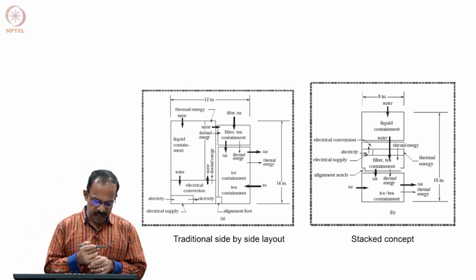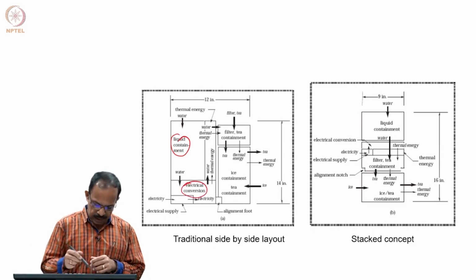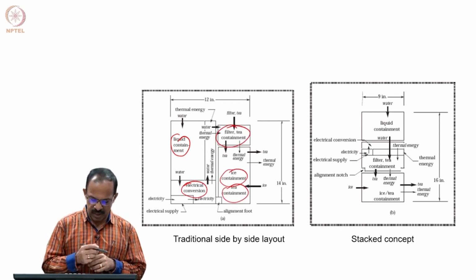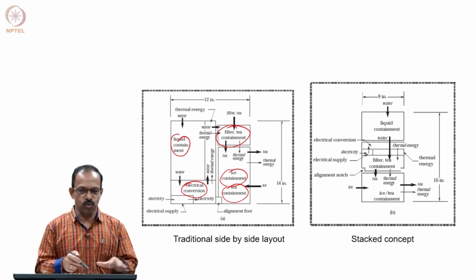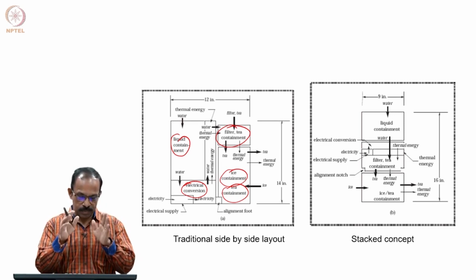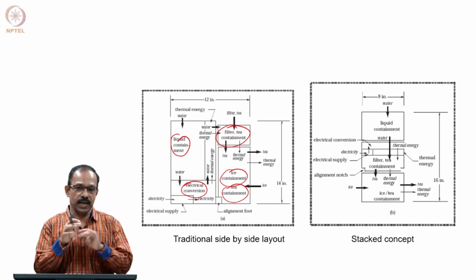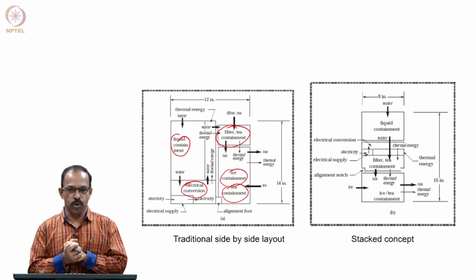So, we identified the liquid containment, we identified the electrical conversion, ice containment, T containment, filter T containment. So, these are the modules. Now, as a designer you can see what way you would like to arrange them, so that you will get at least a geometrical layout of the product based on these identified modules.